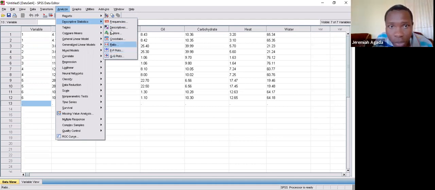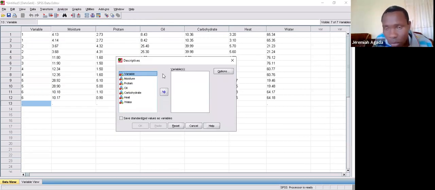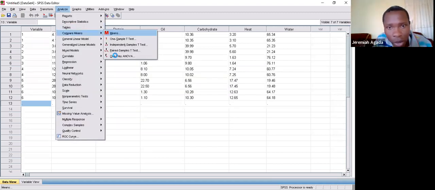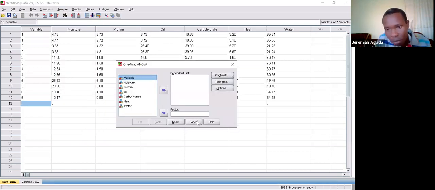So let's do the descriptive first before I say something. I'll touch Descriptive. Now, what kind of descriptive do I want to do? There's a problem here already. Now, just pardon me. Let me just check something. Compare Means, One-Way ANOVA. All right. So now back.